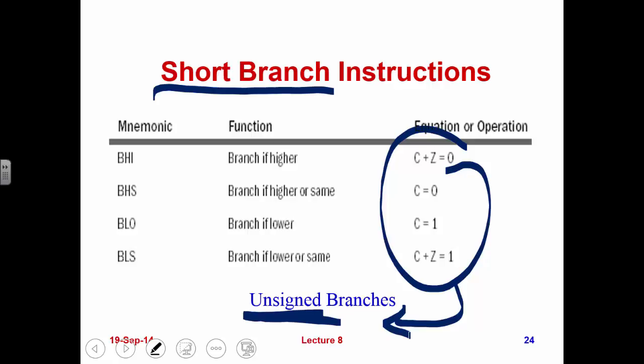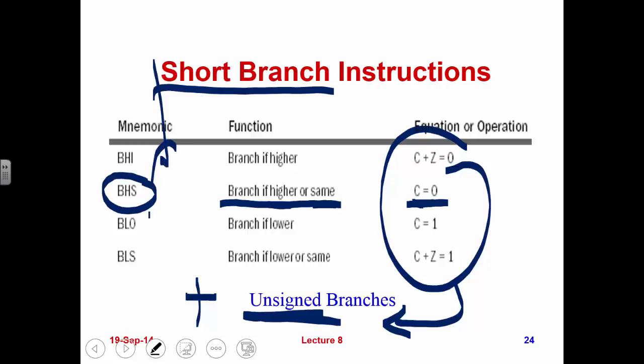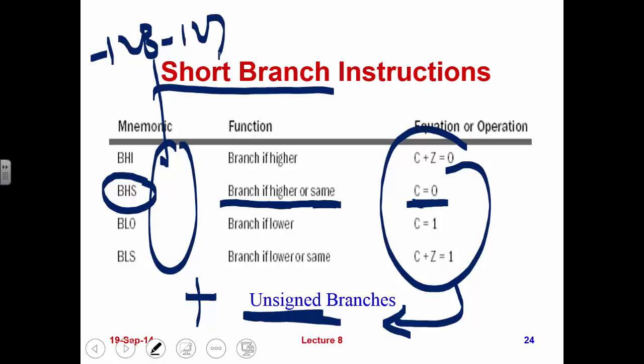I like to start from the second one, BHS, branch if higher or same. When you compare two numbers, if they're unsigned, that means we assume all numbers are positive. Branch if higher or same means C is equal to 0, no carry, no borrow. That's the condition for BHS. Upper specify right here, but again, it's short range, from -128 to 127. This is C.